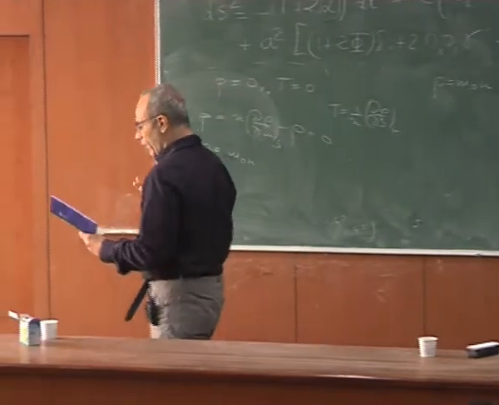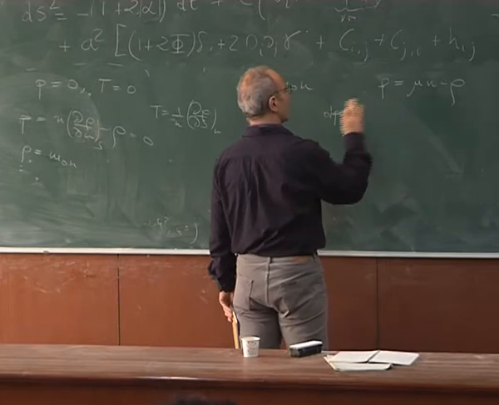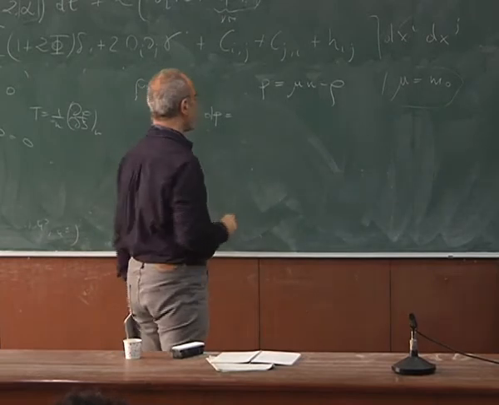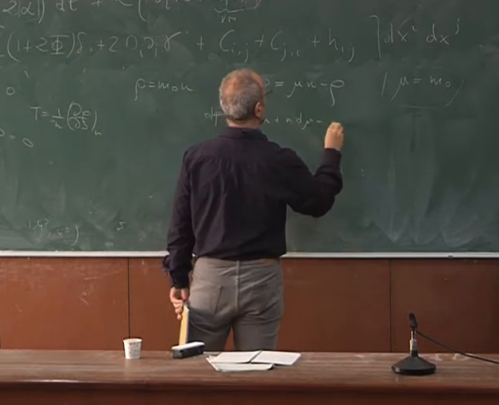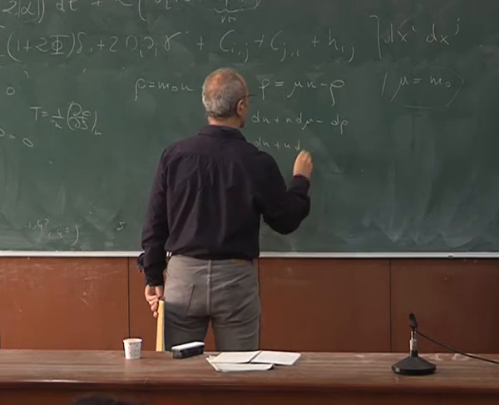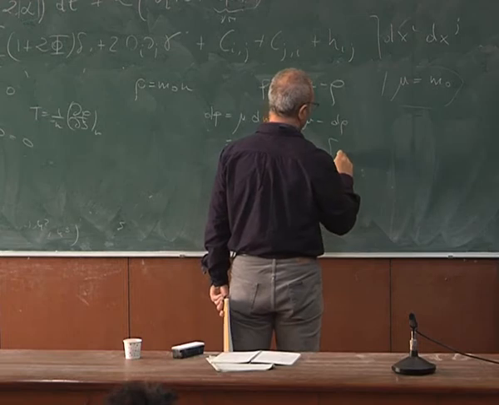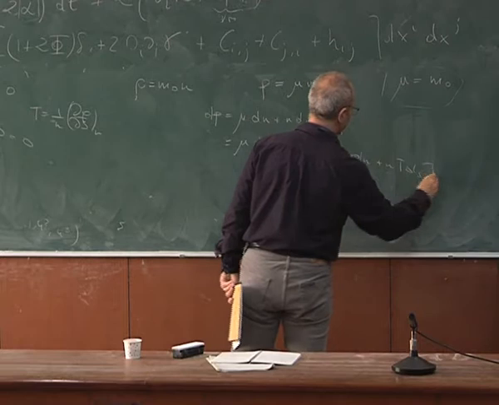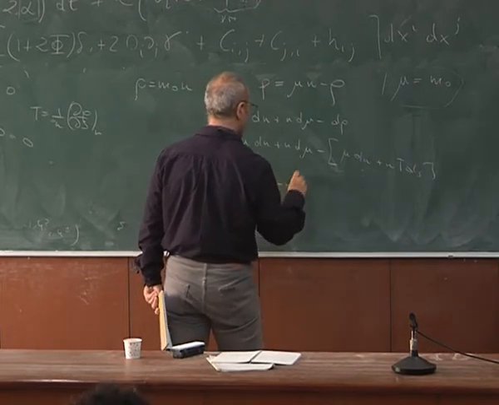Okay. So then let me do the dp. Again, so far, for a moment, forget about this. So let me work in a general way. We already did this calculation. This is mu dn plus n d mu minus d rho. And this is mu dn plus n d mu. And d rho, by the first principle of thermodynamics, is mu dn plus nt ds. So this will be n d mu minus nt ds.